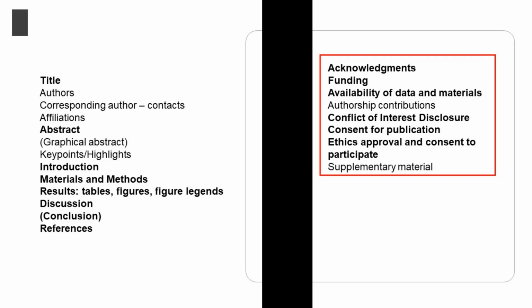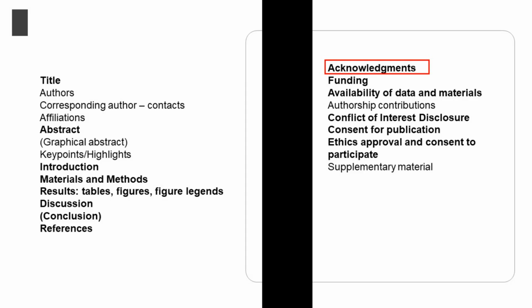Real articles also include several other small sections that I wanted to enlighten. Acknowledgements: A section where the authors thank individuals, organizations, or institutions that contributed to the research or provided support but are not listed as co-authors, usually for provided funding, reagents, or consultations.